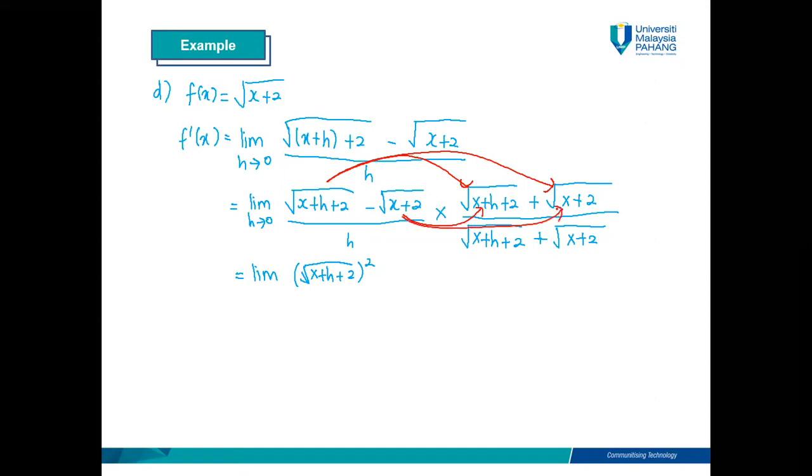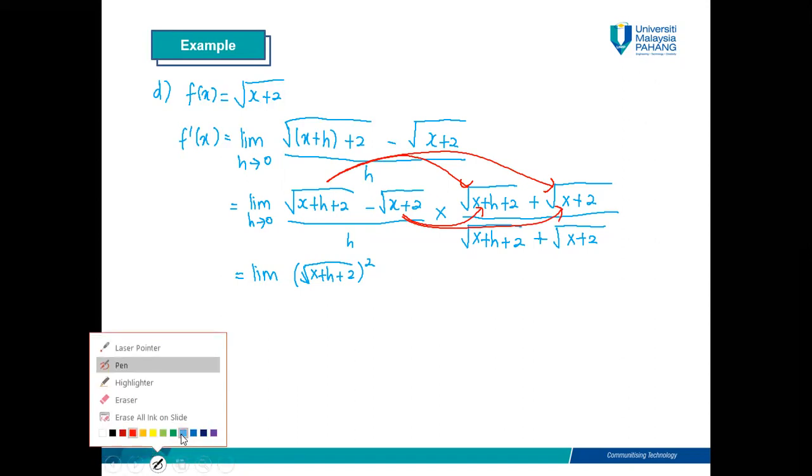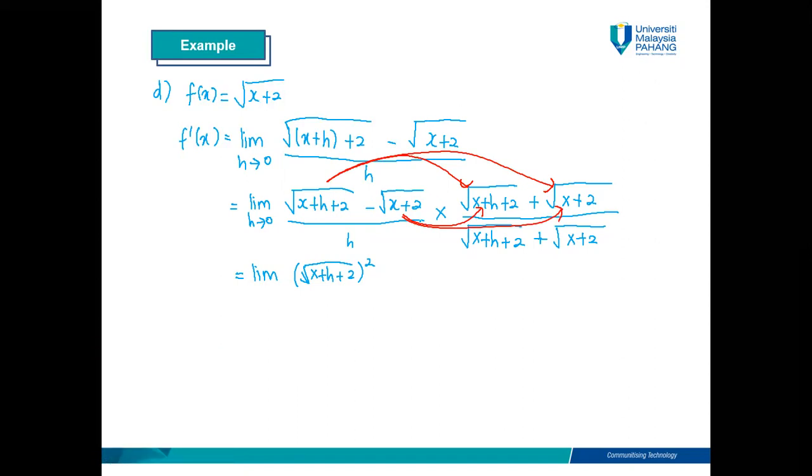Ada student yang okay, expand pun tak berapa. Okay, tengok tengok saya dah tunjuk kat sini. So saya buat video ni supaya you boleh tengok ulang sampai you faham, sampai masuk dalam tidur, mimpi pun tak apa. Okay. Alright, so you expand this one, so akan jadi square root of x plus h plus 2 square.